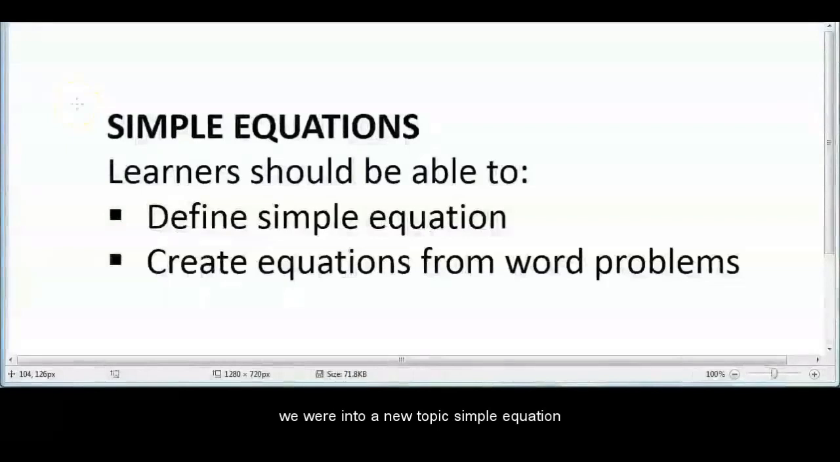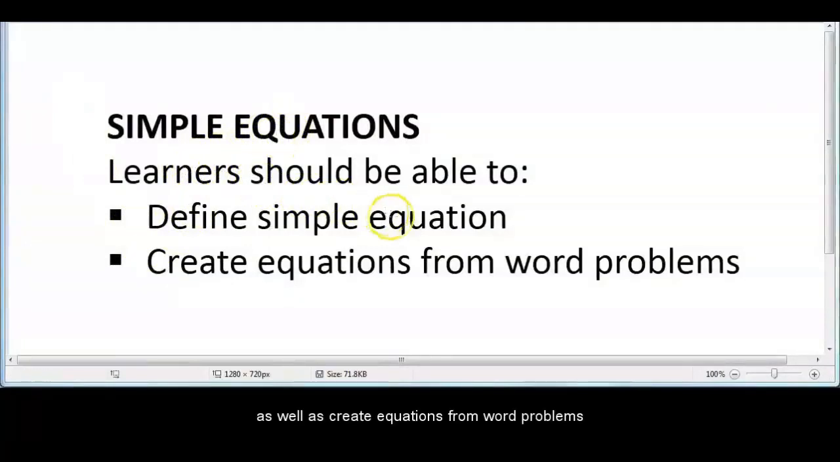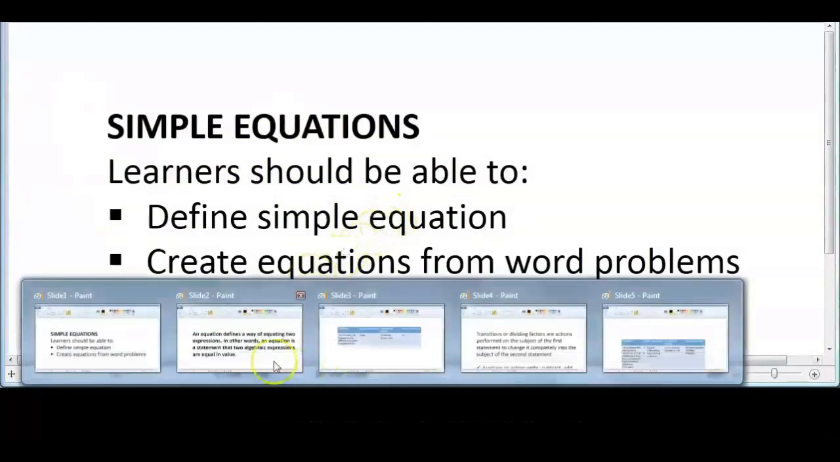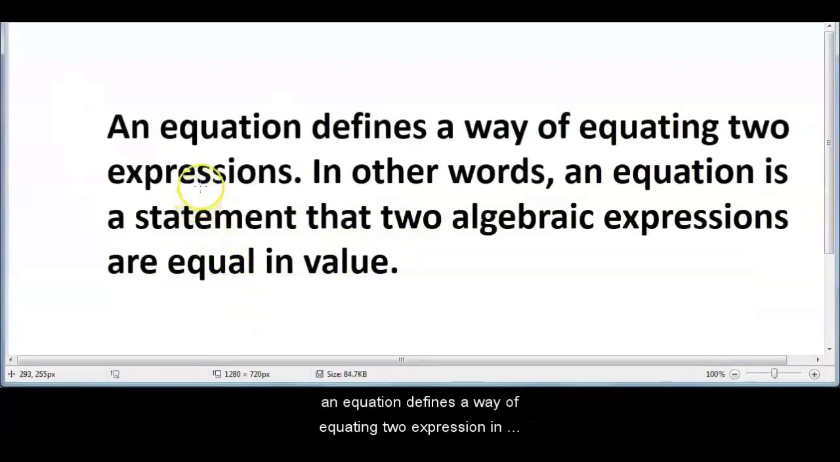To a new topic, simple equations. At the end of this lesson, you should be able to define simple equation as well as create equations from word problems. To begin with, let's define an equation. What's an equation? An equation defines a way of equating two expressions. In other words, an equation is a statement that two algebraic expressions are equal in value.